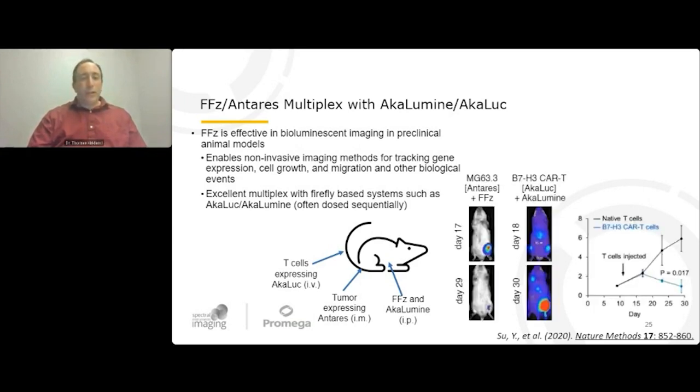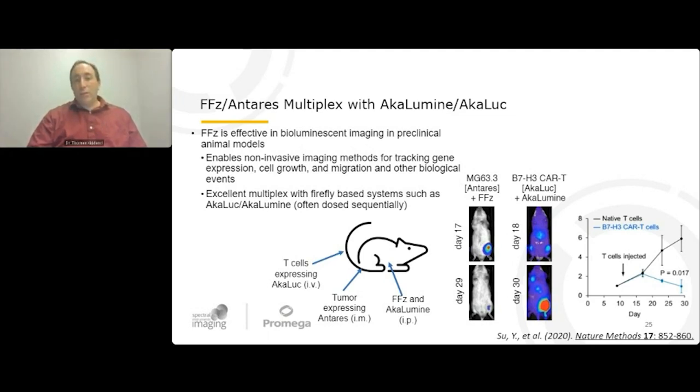And so here's an example of that sequential injection. On day 17, FFZ was injected and the tumor lights up brightly. On day 18, you can see the T cells still have not established well, so you get a fairly diffuse and non-bright signal. Then on day 29, with the T cells that are responsive to the tumor, you can see that on FFZ injection, you get a very faint signal. This is due to the tumor having been mostly eradicated. But you see that the T cells are still quite present, and you see quite a bright signal from the NanoLuc-acalumine system showing the T cells still at the site where the tumor is being eradicated.